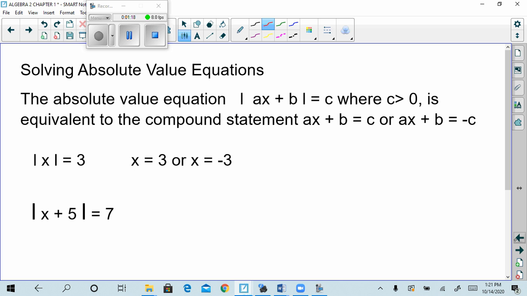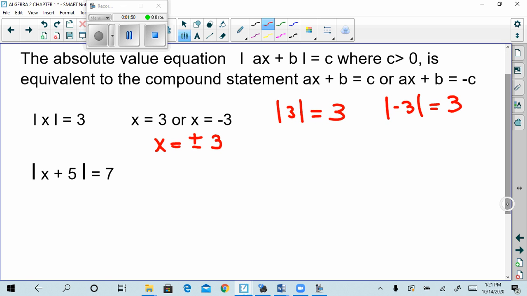So if absolute value is always positive and we want to find the value of x, we're going to find out that there could be two possible solutions for x. The absolute value of 3, as we saw on the last slide, is 3, and the absolute value of negative 3 is also 3. You can write it as two separate solutions, or you could do x is equal to the plus or minus of 3, the positive or negative.